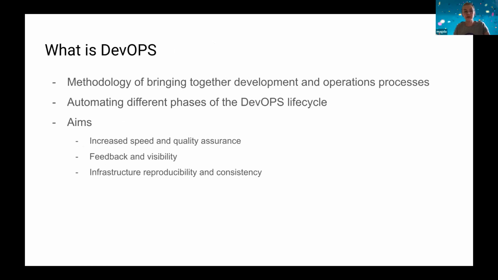So DevOps is the methodology for bringing together these development and operations processes, and basically the goal is to automate the different phases of this DevOps lifecycle. We're using, for example, CI/CD to increase the speed and quality assurance of the code. We would be using monitoring to increase the feedback and visibility, and also, for example, infrastructure as code to make the infrastructure really reproducible and consistent.